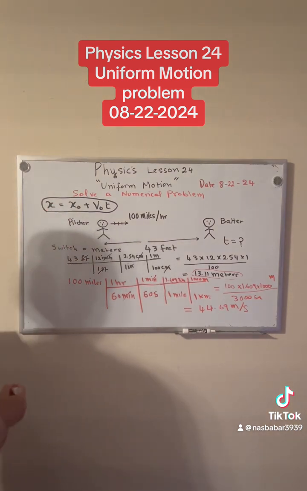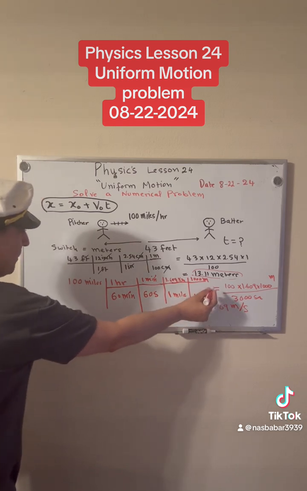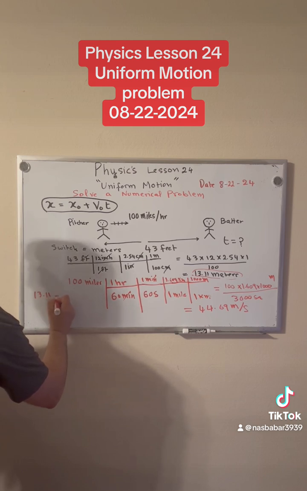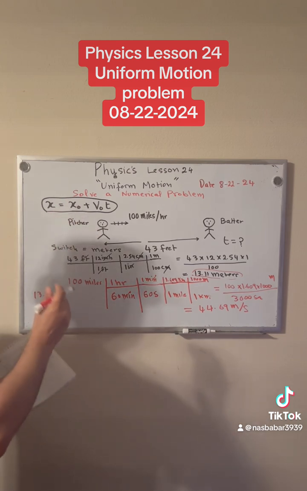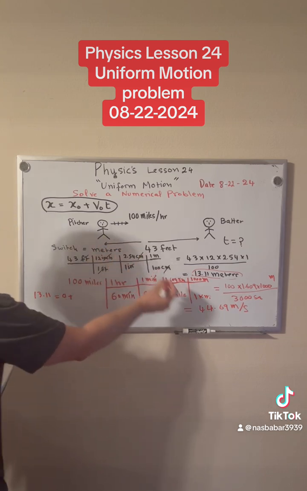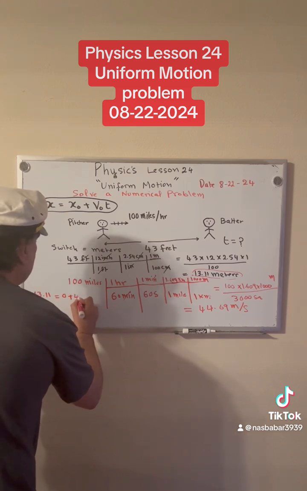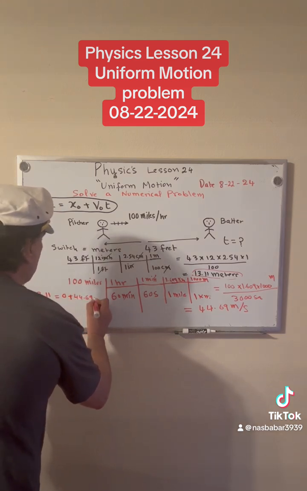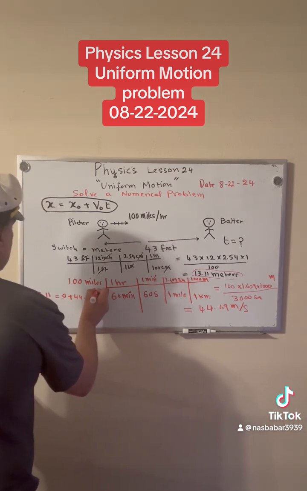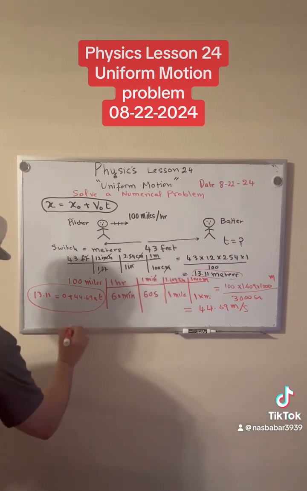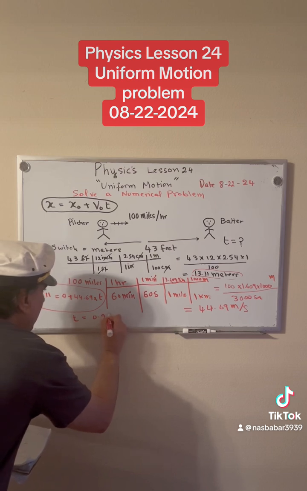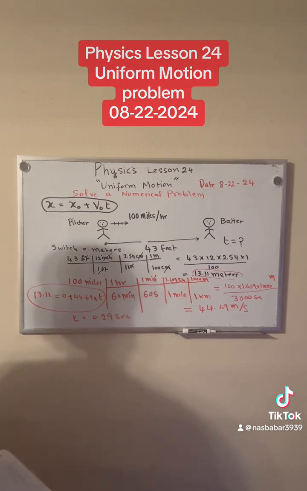All right. X, this right here is the final distance, which we just calculated. 13.11 is equal to initial distance. When we started, nothing was moving. So 0 plus velocity, we just converted 44.69 multiplied by t. Okay, when you solve and do the algebra, you will get answer t is equal to 0.29 seconds, and that is your answer.